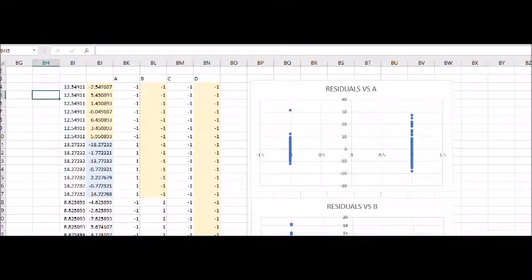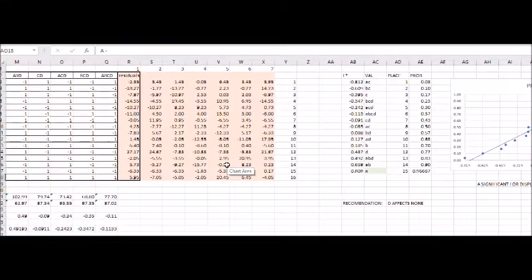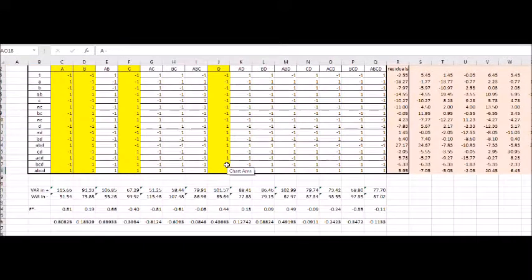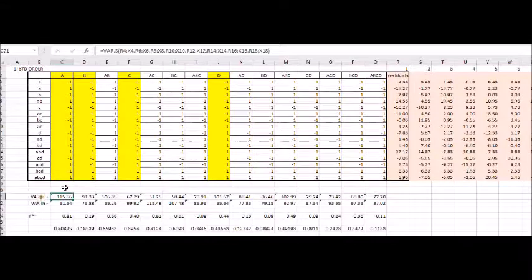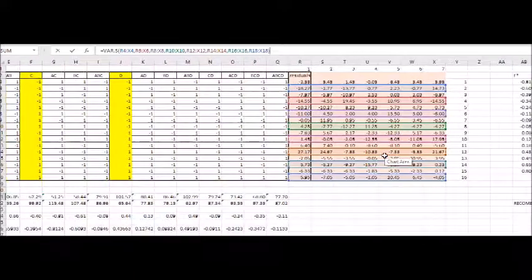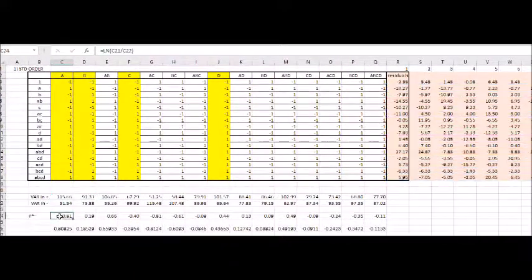Once we have the residuals, we can do the dispersion test. The dispersion test has a new variable, which is F. F is calculated based on the variance of the residuals of each factor at low level and high level. Here we can see it. And F is the logarithm of the variance of the factor in high divided by the variance of the factor in low.